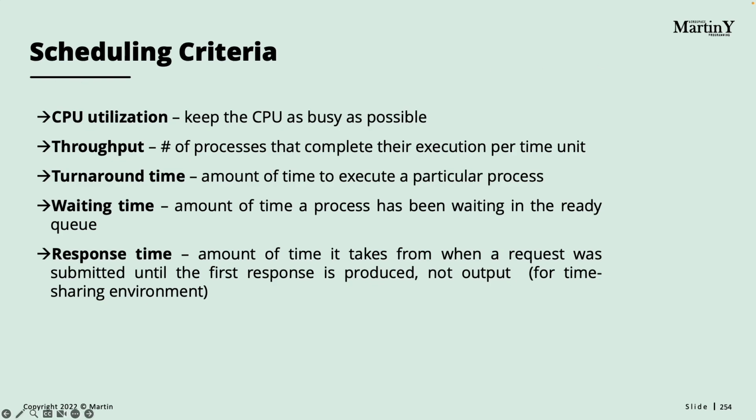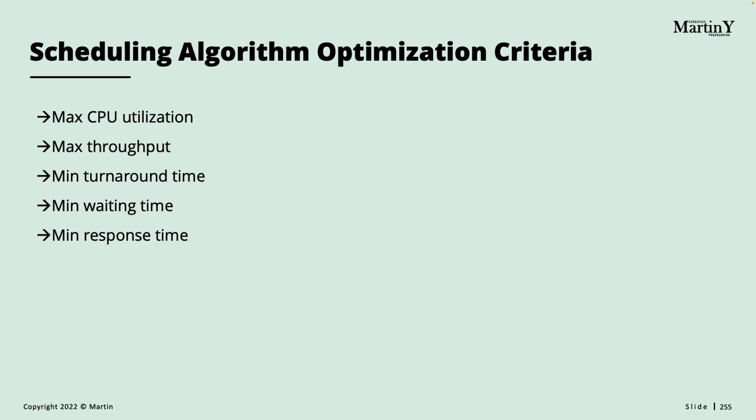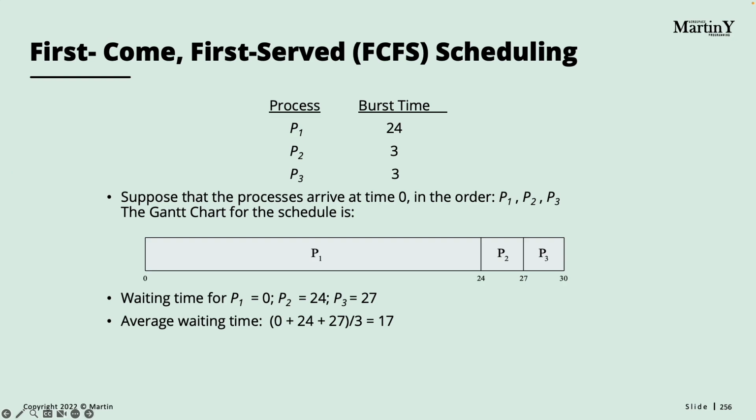So I'm showing you those because by those criteria we can add some rules with which we can schedule the processes. Based on those criteria we always want maximum CPU utilization, maximum throughput, minimum turnaround time, minimum waiting time, and minimum response time. So everything related with time, we want it lower so everything happens fast.